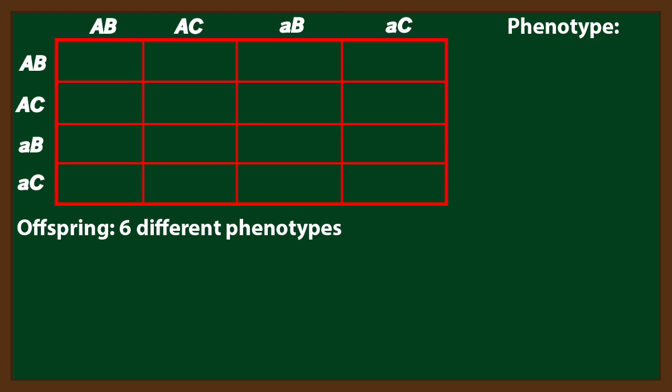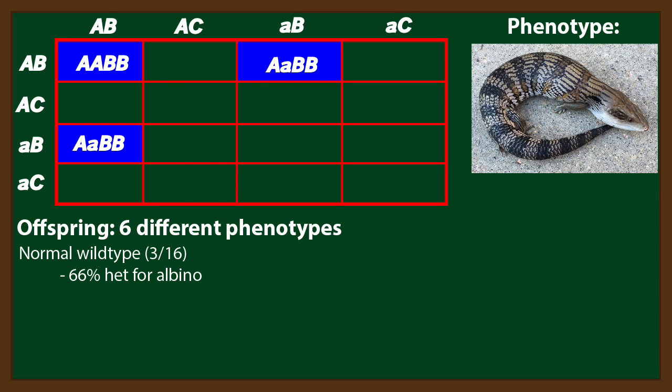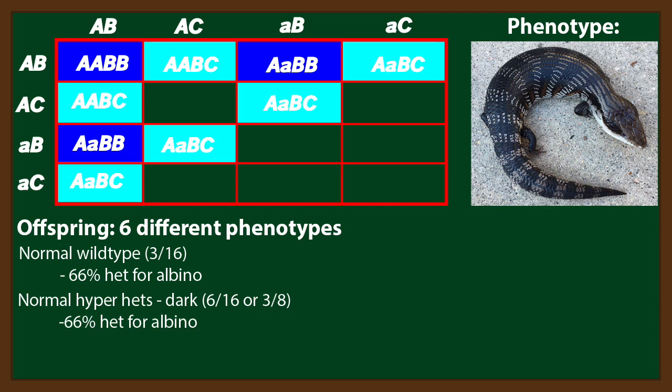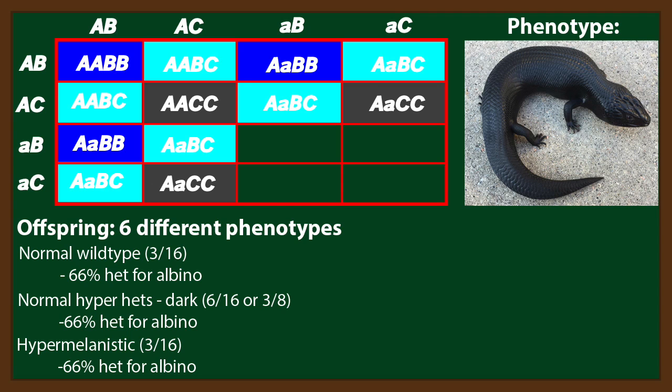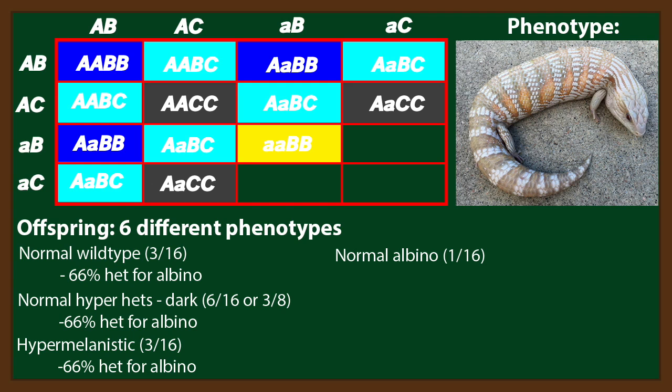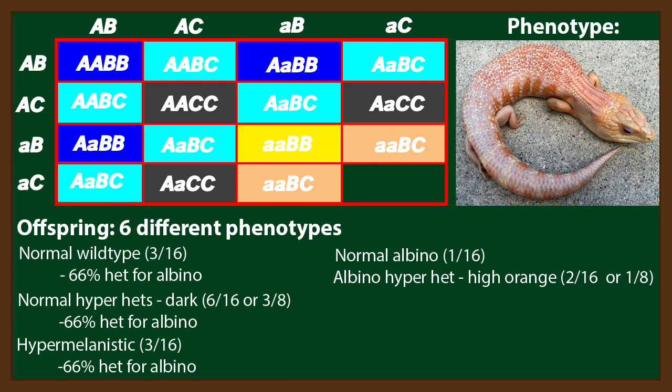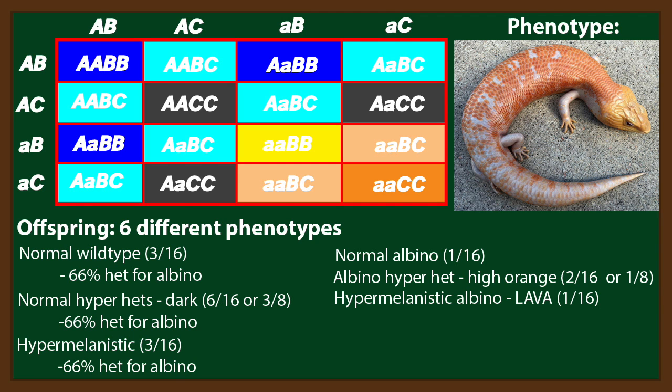Because we can't identify the young that are het for albinism, but can usually identify hypomelanistic hets, there are 6 different possible phenotypes in the litter. The normal wild type, of which 2/3 are hets. The wild type het for hypomelanism, which are darker than the normal. 4/6 of these are het for albino. The hypomelanistics, 2/3 are het for albino. The normal albino, the albinos that are het for hypomelanism, which typically show higher amounts of orange than normal, and our double recessive larva.